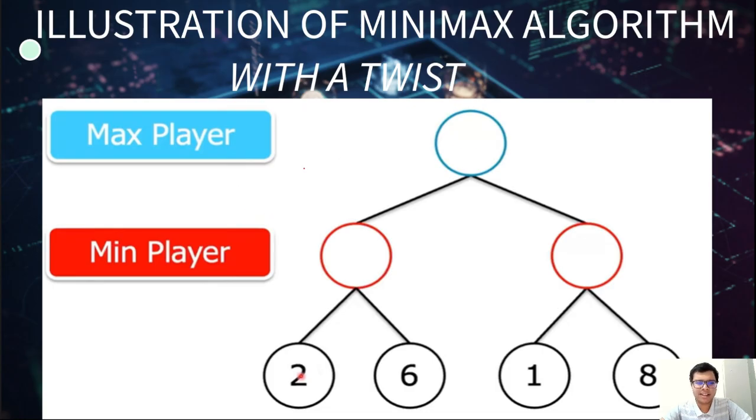Let's simulate the process of decision making once again, like we did earlier. We are the maximizing player, which we call AI in our context. So let us start from here. I have two choices, this one and this one. If I go here, I already discussed that the minimizing player would choose between 2 or 6 and would yield 2 here.